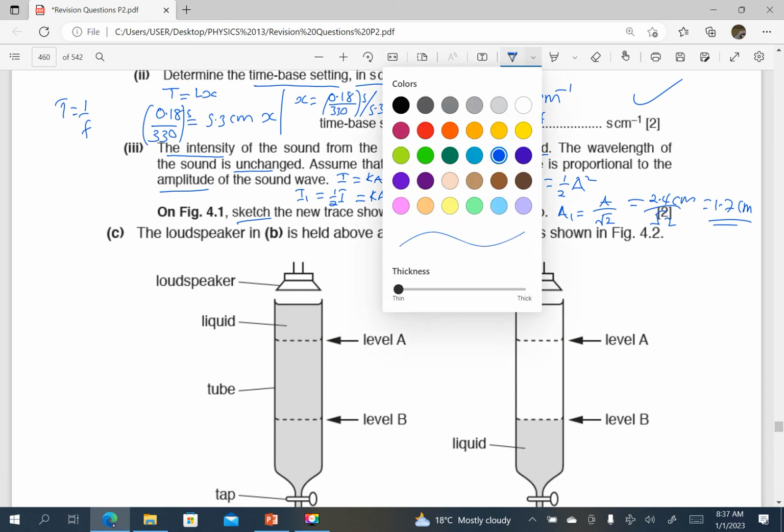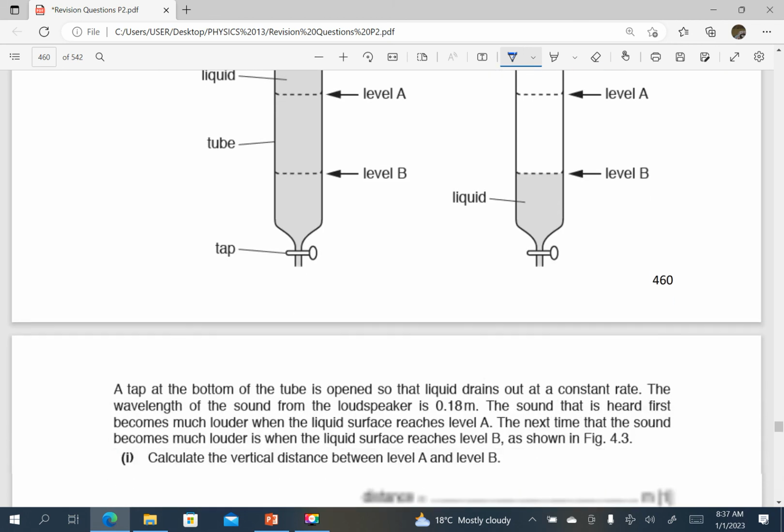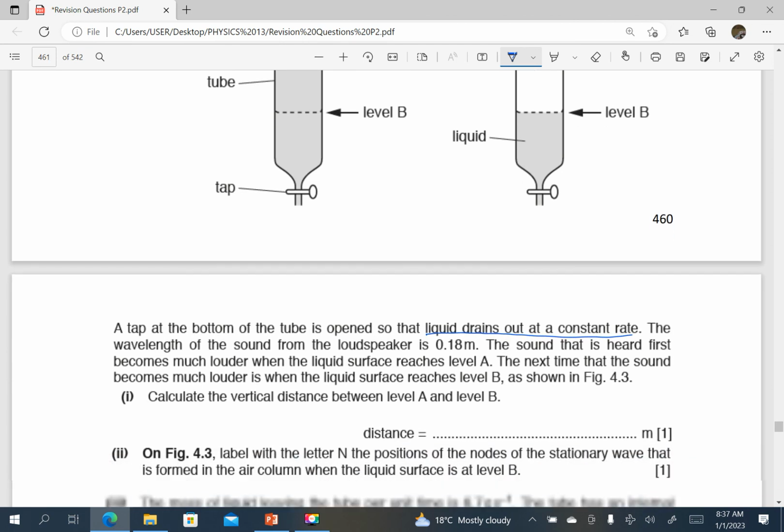Okay. The loudspeaker in B is held above a vertical tube of liquid as shown. A tap at the bottom of the tube is opened so that liquid drains out at a constant rate. The wavelength of the sound from the loudspeaker is 0.18. The sound that is heard first becomes much louder. That is the first resonance.